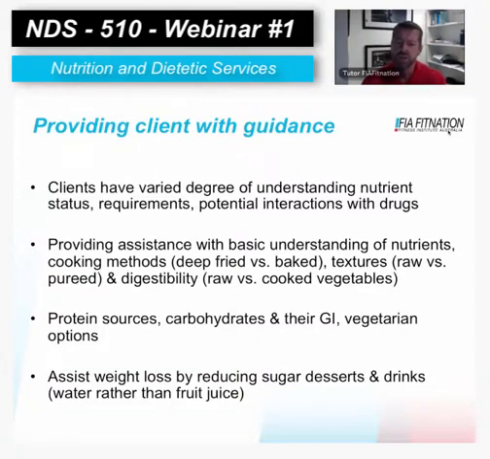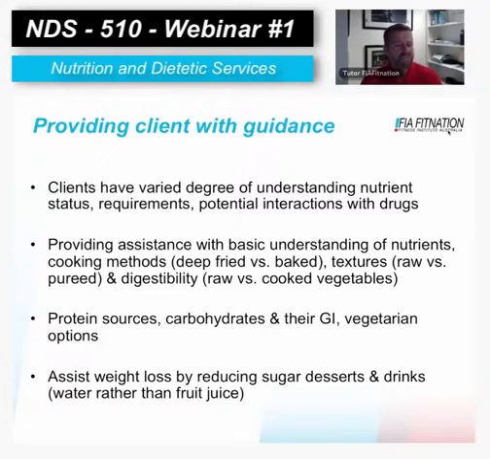So really what you're going to be doing as well is providing assistance with basic understanding of nutrients. So your macronutrients, your micronutrients, but also cooking methods, whether you're deep frying versus baking, and the amount of fat or the amount of calories are going to be involved in those. Different textures of food, raw food obviously versus pureed food, and also the digestibility. And again, you'll learn more about digestibility as we go through this course.